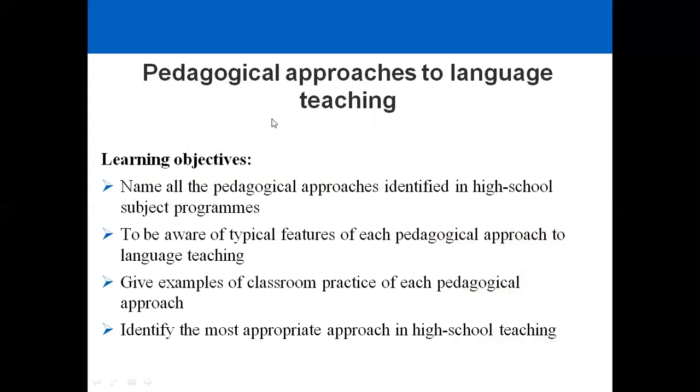And the last one is to identify the most appropriate approach in high school teaching.